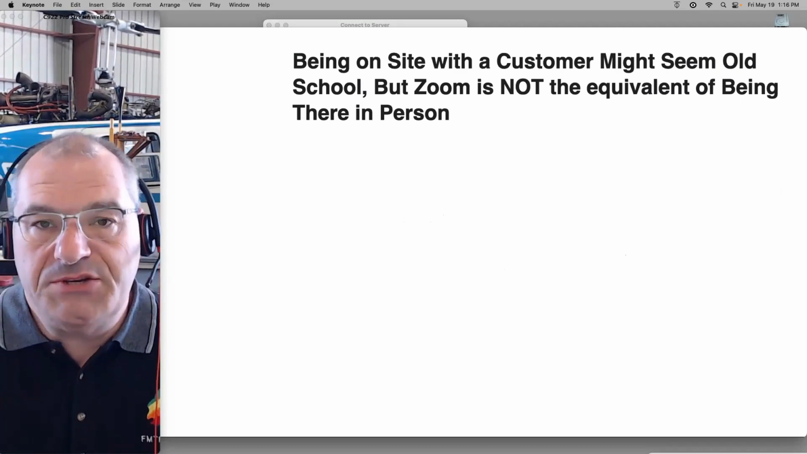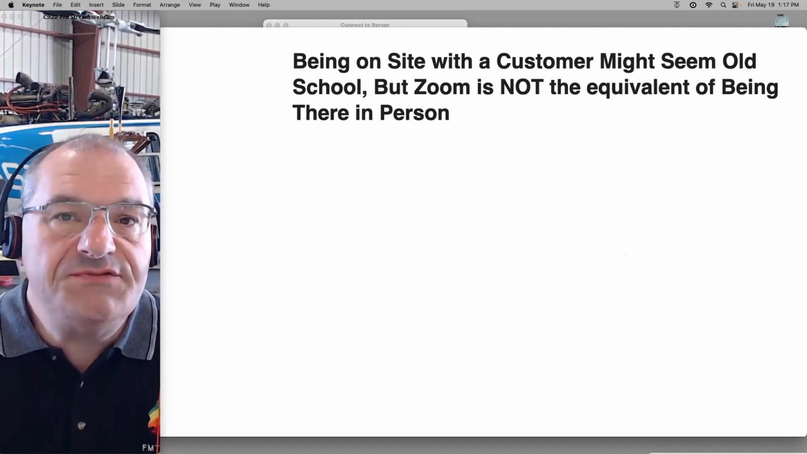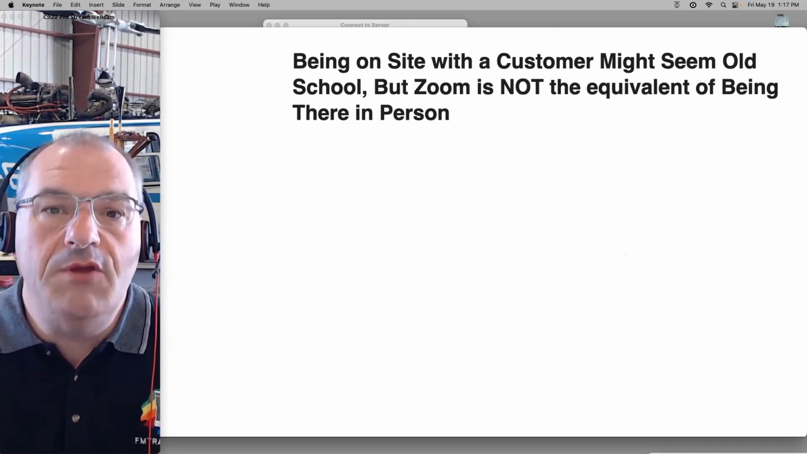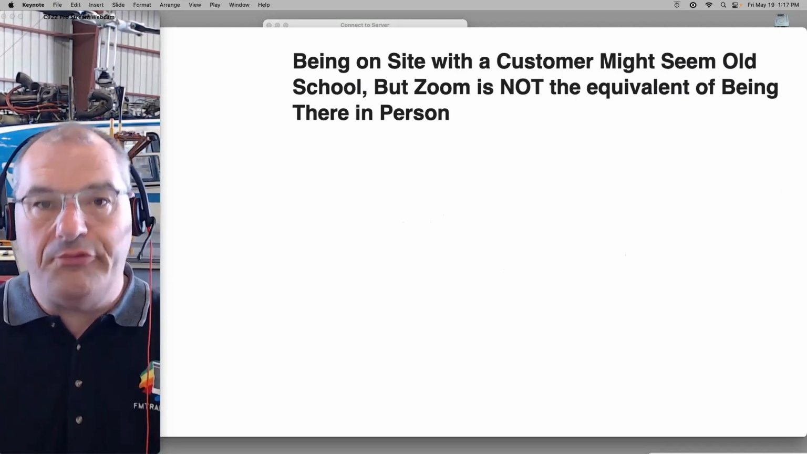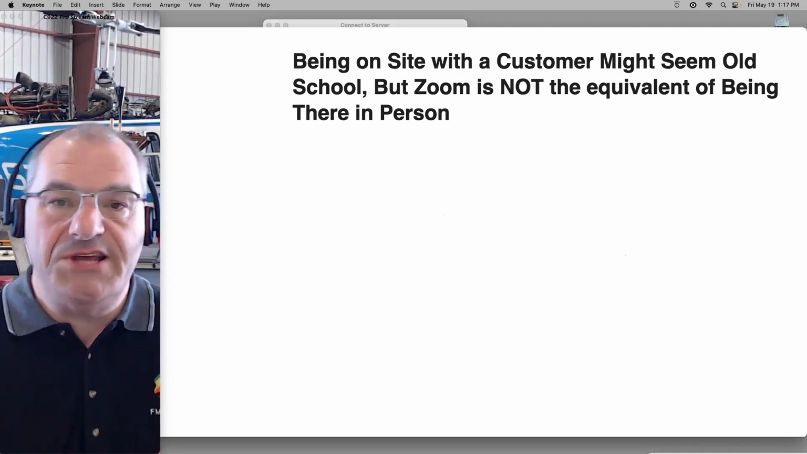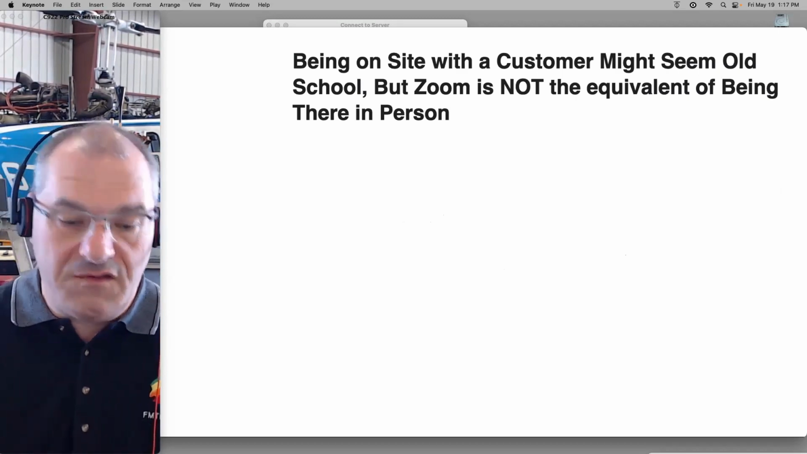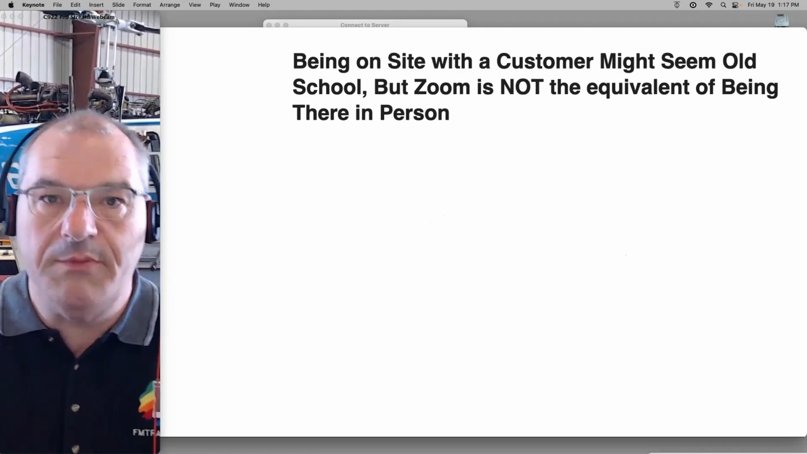Being on site with a customer, I think, has tremendous value. You cannot do everything through Zoom, okay? You need to have a persistent presence within an organization, especially as they begin to use it, because you can't see this. I'm going to turn this around a little bit here. I'm going to grab the camera.